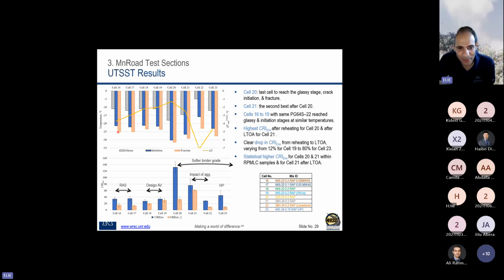And then here at the bottom is the CRIenv. This is basically our index. This is the beauty of the index. It allows you to lump everything together and just look at one number. So again, you see those two. This is where we had the RAS.